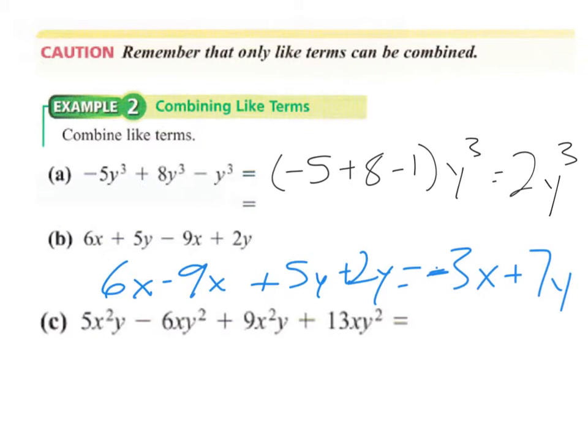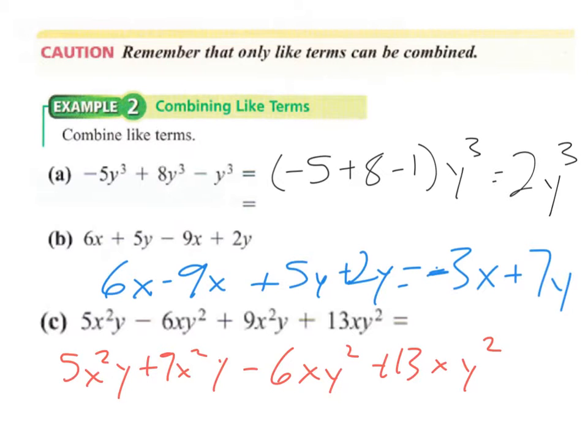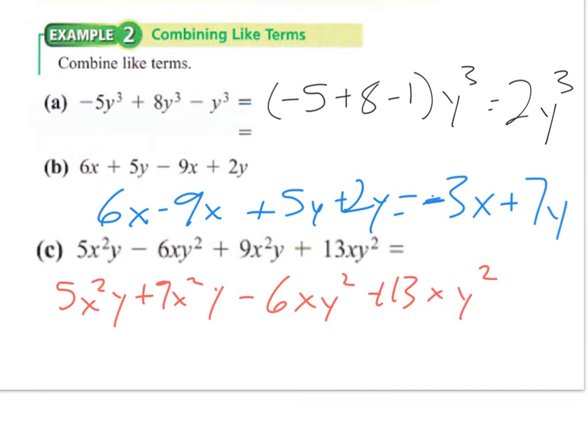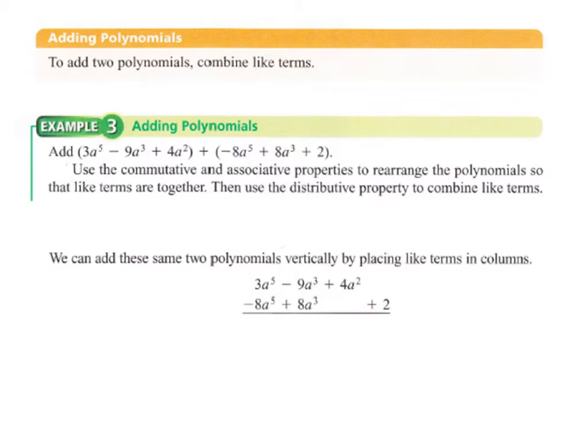For the last one here, if we look at the like terms, I've got a 5x squared y plus a 9x squared y minus 6xy squared plus 13xy squared. And so what we're looking at there, combining just the like terms, we'd have 14x squared y plus 7xy squared. Now those terms are similar, but x squared y is different than xy squared. So be careful to, again, only combine like terms.